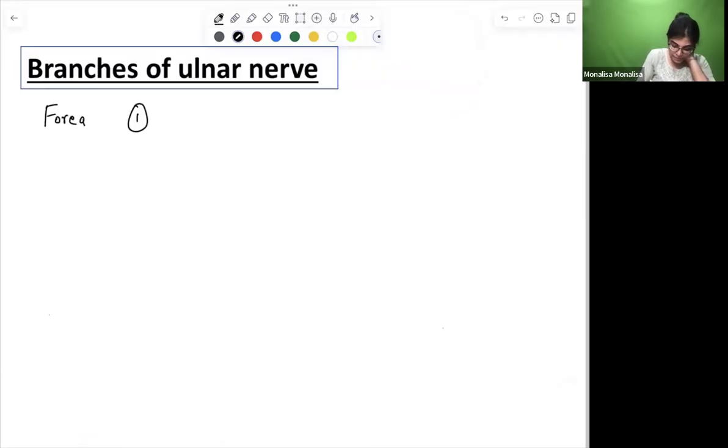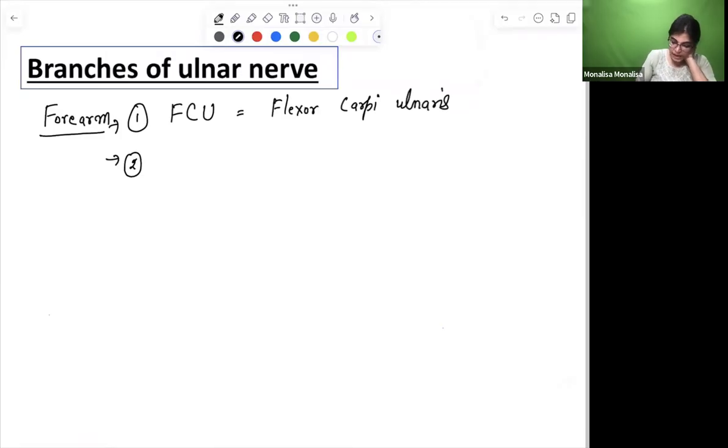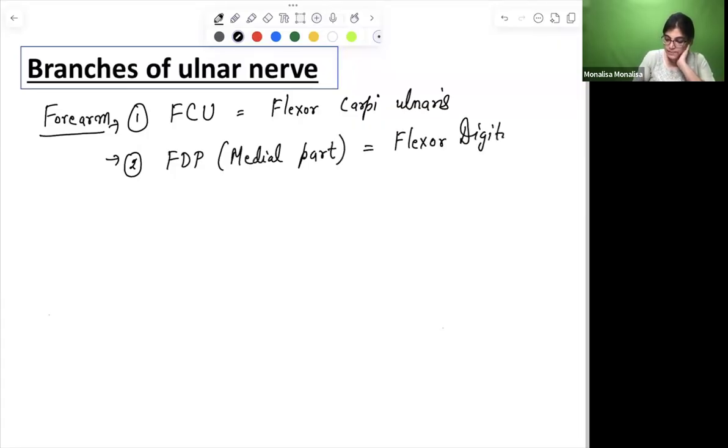In the forearm, it innervates just two muscles: FCU, flexor carpi ulnaris, and FDP medial part. And what is the full form of FDP? Flexor digitorum profundus. That means two muscles are innervated by the ulnar nerve. One is flexor carpi ulnaris, the other one is flexor digitorum profundus medial part.